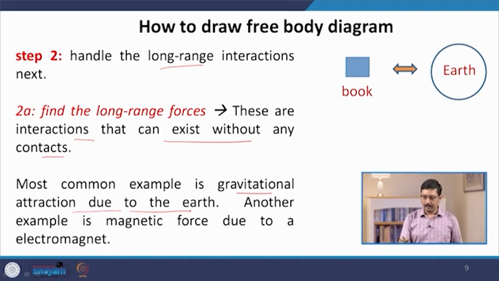So, in this example there is no magnetic force; the only long range force is the gravitational force, the weight of the object. So, the book and the earth. The book is our system and the earth is in the surrounding. So, there is a second interaction between the book and the surrounding, which is the long range gravitational interaction.